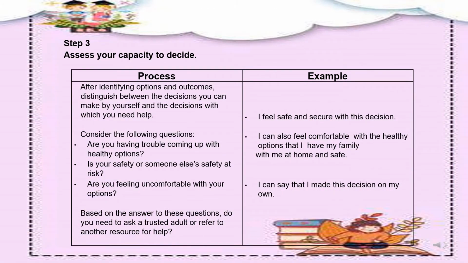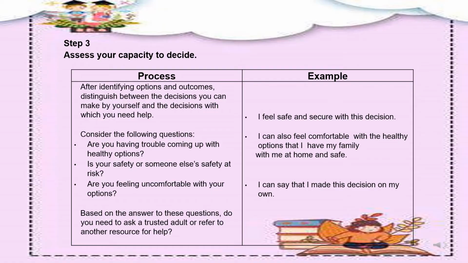Step 3. Assess your capacity to decide. Process: after identifying options and outcomes, distinguish between the decisions you can make by yourself and the decisions with which you need help. Consider the following questions. Are you having trouble coming up with healthy options? Is your safety or someone else's safety at risk? Are you feeling uncomfortable with your options? Based on the answers to these questions, do you need to ask a trusted adult or refer to another resource for help?